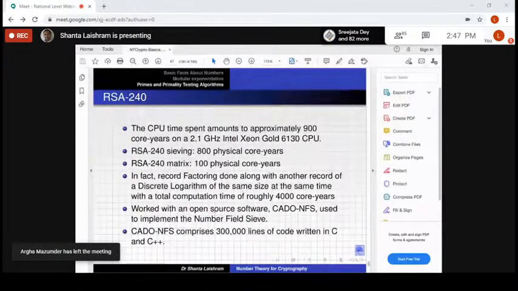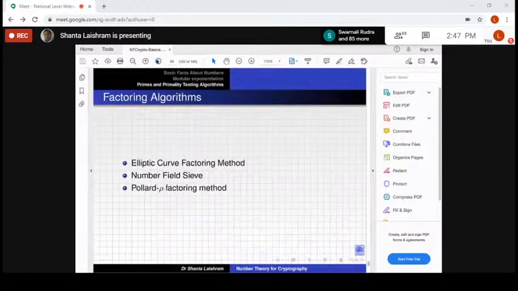And they worked with the open source software called CADO-NFS, which is used to implement the number field sieve. If I give you the definition of the number field sieve, I actually need to introduce a lot more algebraic number theory, so I'll not give it here. In fact, CADO-NFS comprises 300,000 lines of code written in C and C++. So with 900 core years, they took less than a year to actually factor this RSA number.